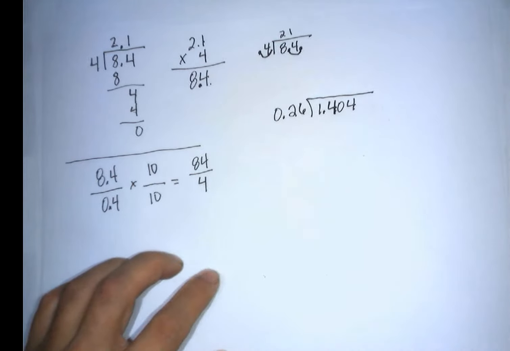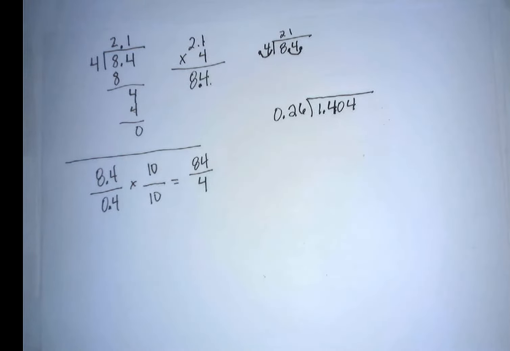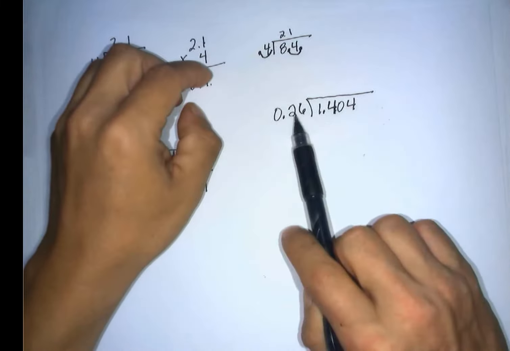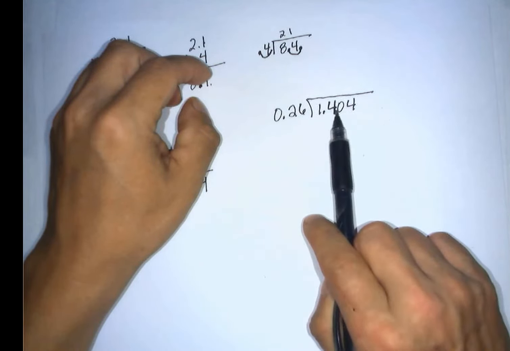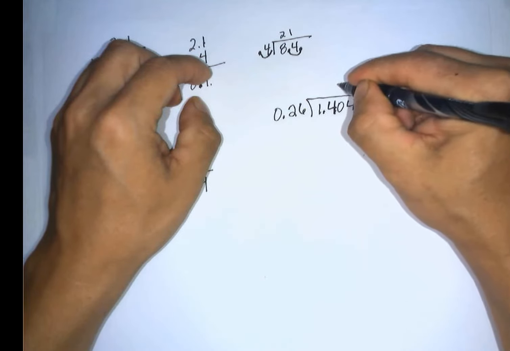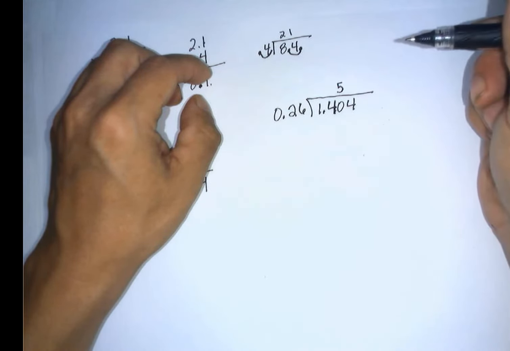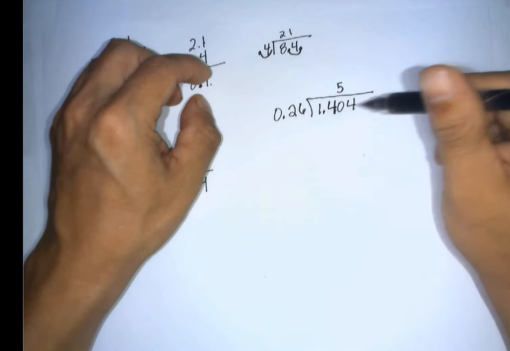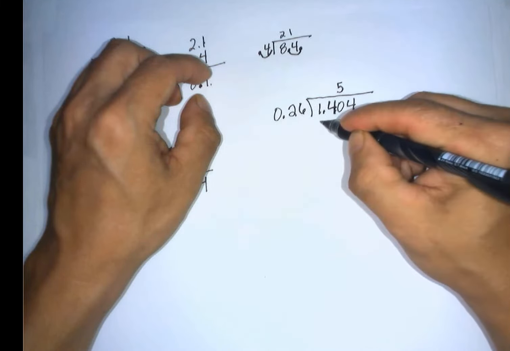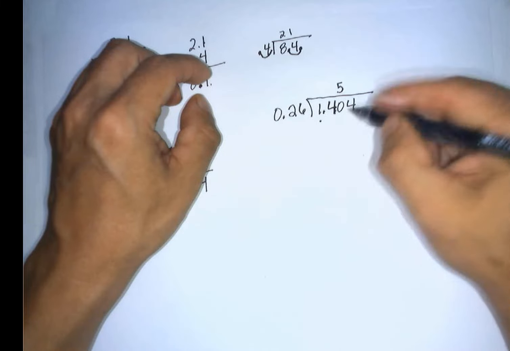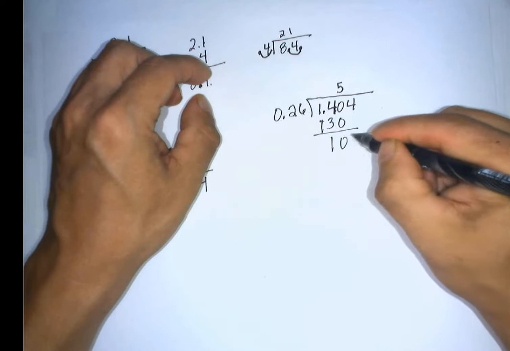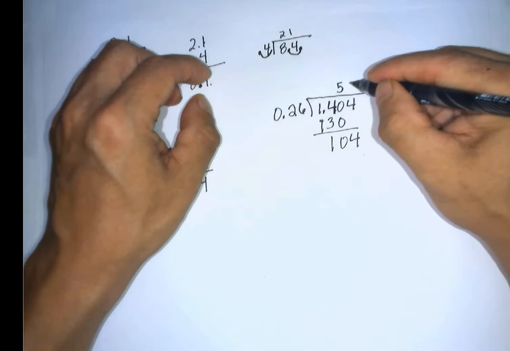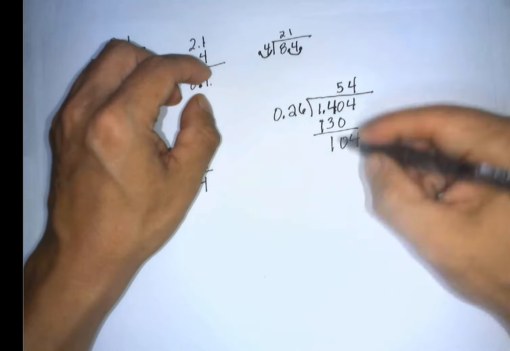Okay, so we got 26 hundredths dividing into 1 and 404 thousandths. Okay, so let's see here. A good estimate, 25 times 5 is 125, so I'm going to guess this at 5. And we'll go ahead and divide everything first, and then we'll find where the decimal point goes. We multiply here, and we get 130, I think. No, yeah, 130. And this divides into 104, and 26 into 104 is 4. And that goes in even.